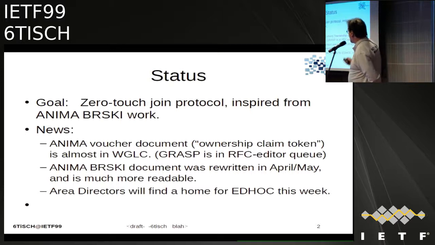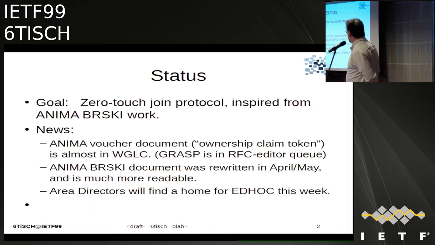It's actually, I said almost working group last call, but actually the working group last call was over, and it was supposed to be done in parallel with this working group, and that was actually a mistake. So that's very good. It may take a little while to get through the IESG, but I anticipate by the end of the summer it probably will be out. So that's good for us.